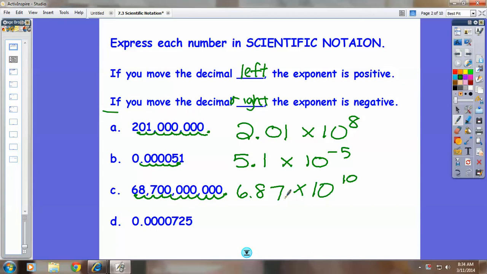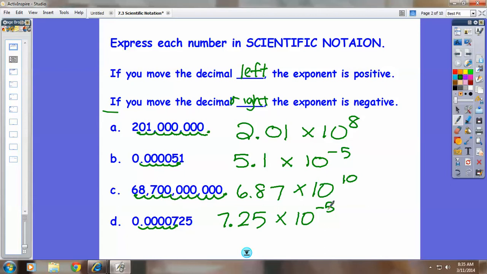In letter D, what direction are we going to move our decimal here? To the right. Now, when we move it right, we're dealing with a really small number, so that means that we're going to have what? A positive or negative exponent? A negative. So let's move it right. 1, 2, 3, 4, 5 places. This is 7.25 times 10 to the negative 5. And again, we're using a negative 5 because we have a very small number. If it was a big number, we would use a positive exponent.